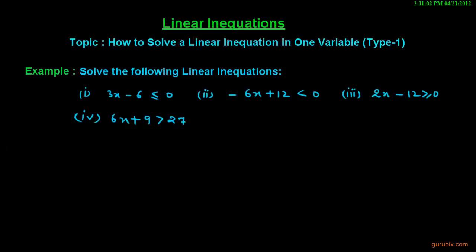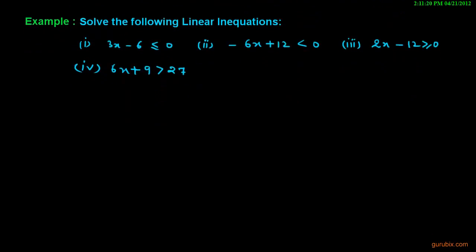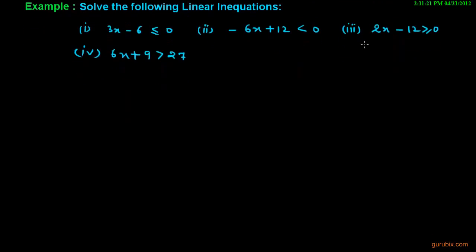Welcome friends. In this video we shall learn how to solve a linear inequation in one variable, and we shall learn it by an example, and this example has four parts. So let us start solving these linear inequations with part 1. In part 1 we are given 3x minus 6 is less than or equal to 0.